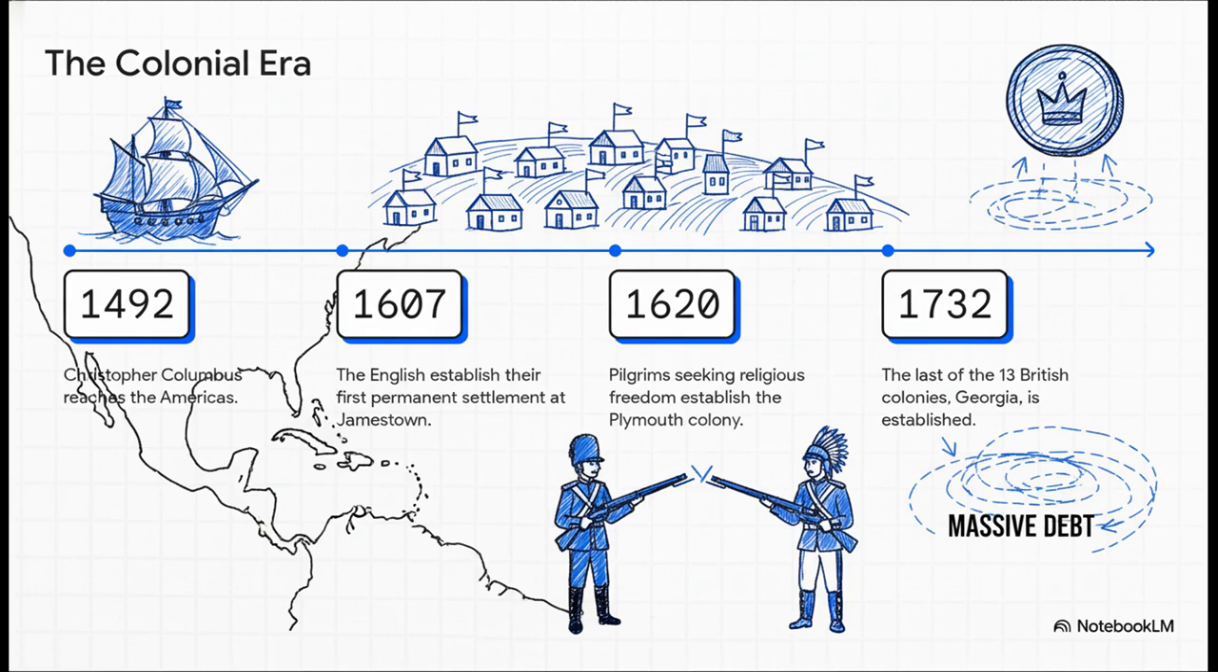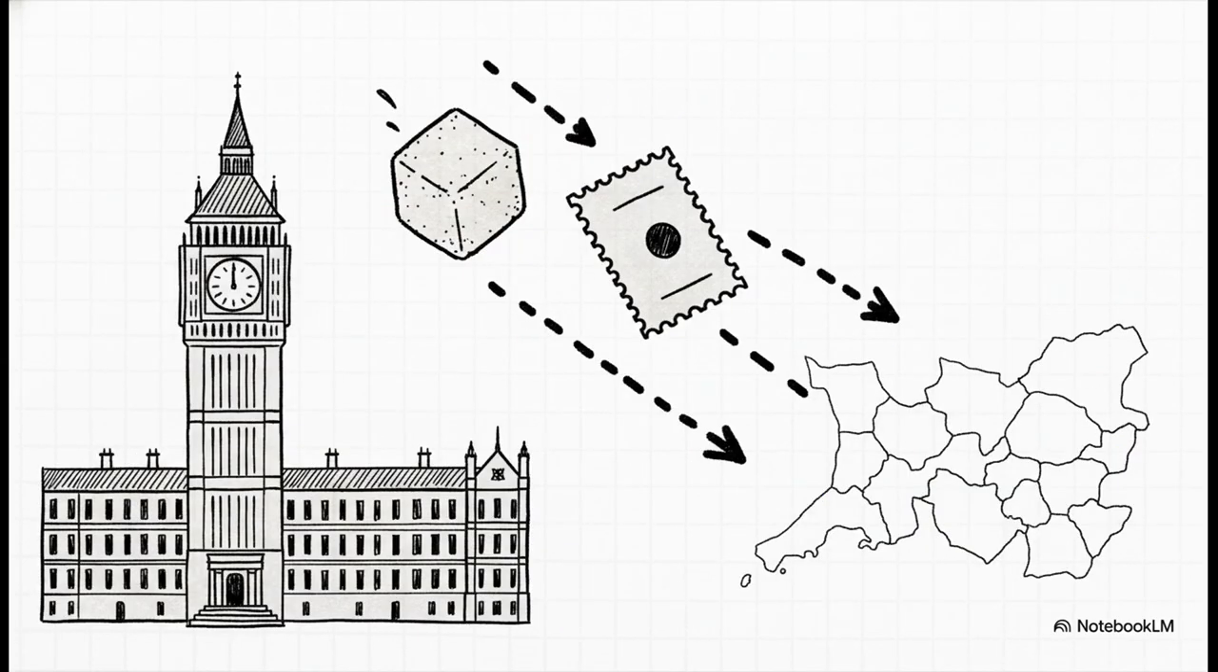But here's the thing. This whole colonial project was really expensive. And after Britain won the very costly French and Indian War, it was drowning in debt, and it turned to the American colonies to help foot the bill. To raise that cash, Parliament in London started imposing direct taxes on things in the colonies, stuff like the Sugar Act and the Stamp Act.